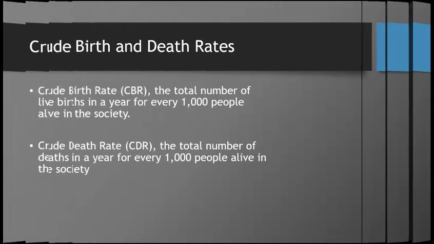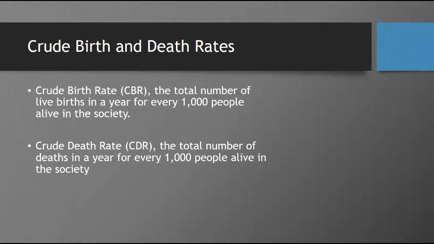In order to achieve the goal of this activity and to satisfy the standard, students must first understand a few key terms as well as the commonly used demographic transition model. I will begin with the main terms to know when studying demographic change. First, the crude birth rate, which is the total number of live births in a year for every 1,000 people alive in the society. Second, crude death rate, which is the total number of deaths in a year for every 1,000 people alive in the society.